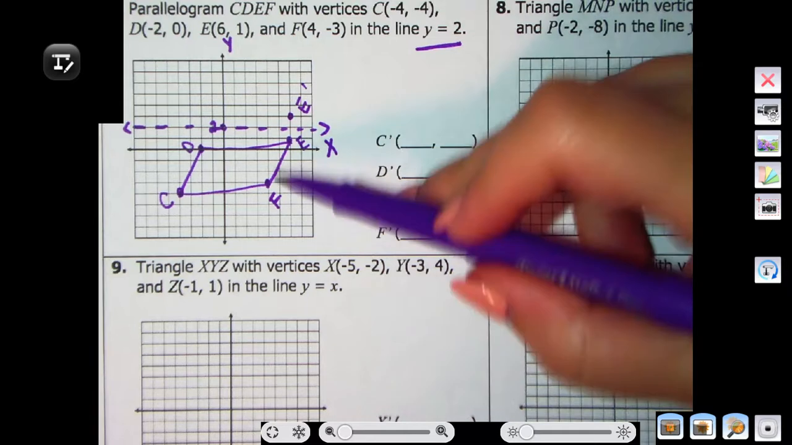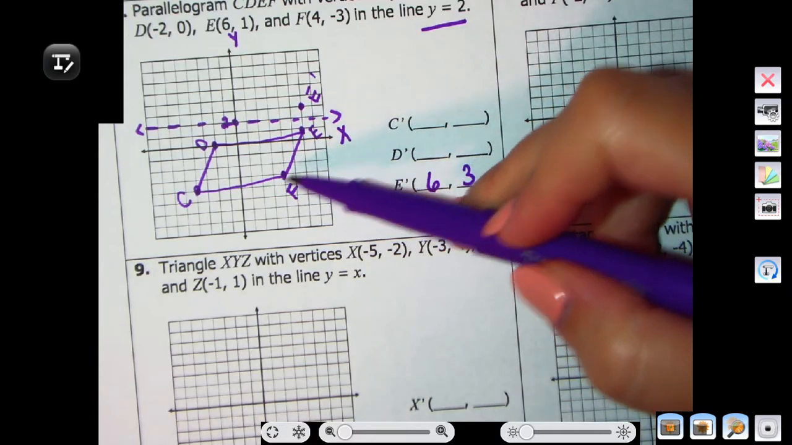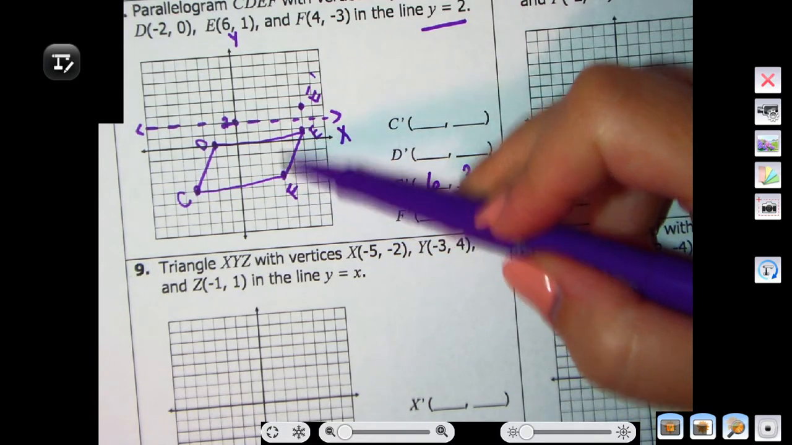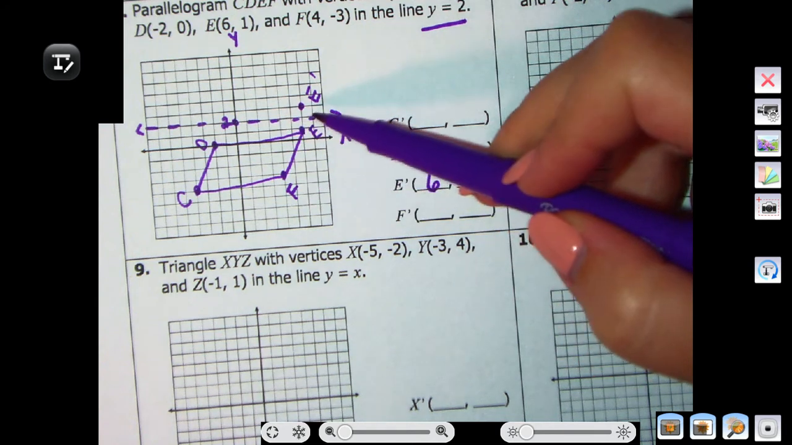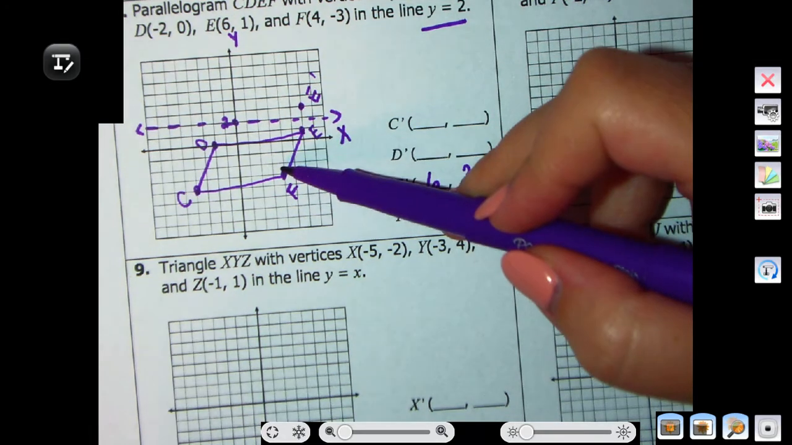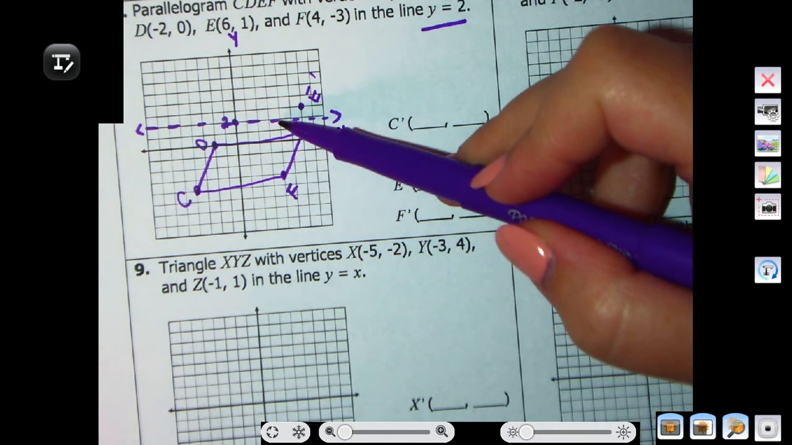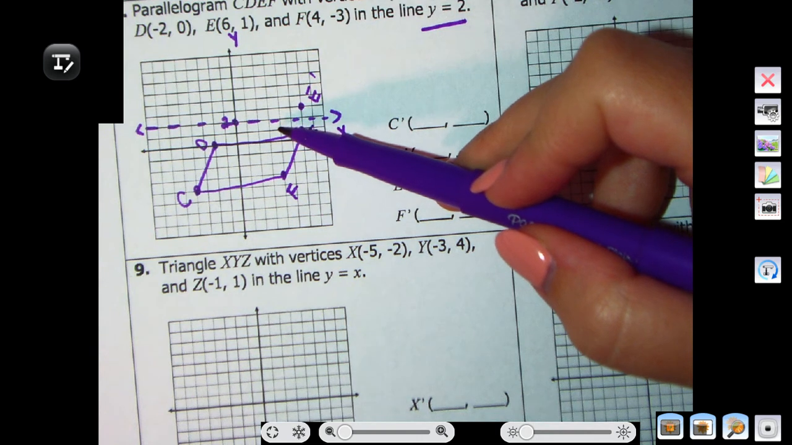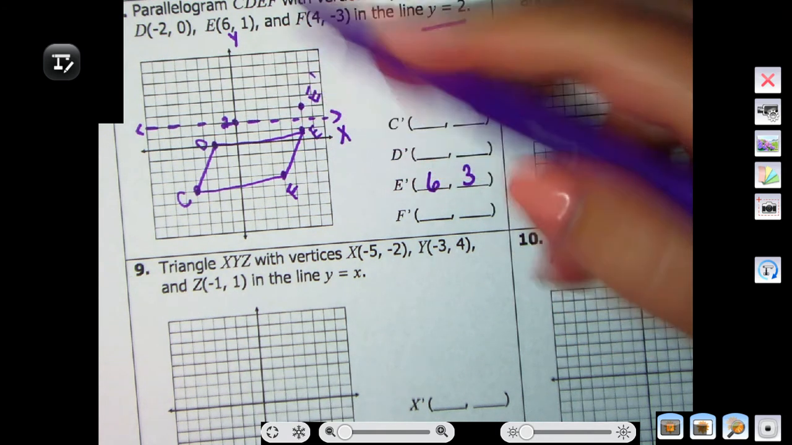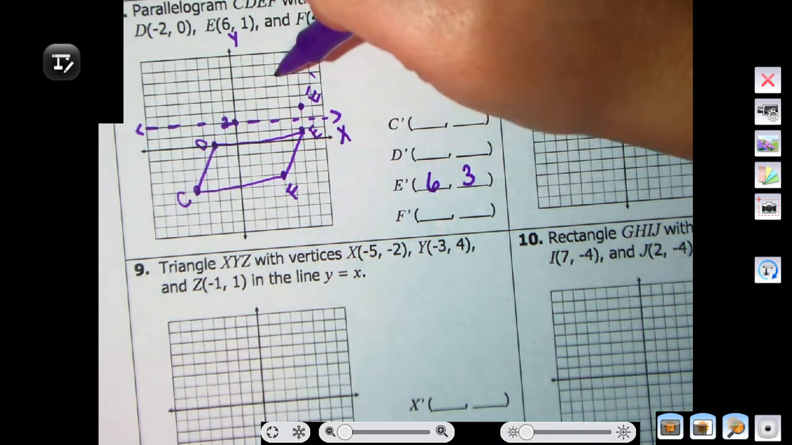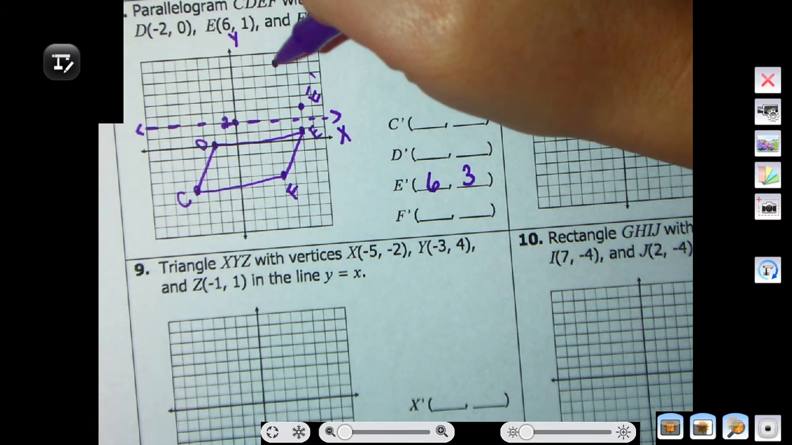Let's go ahead and reflect F. So notice F, my x coordinate's going to stay the same. So it's still 4, but it's how many units from this line of reflection right here. Let's count. So it's 1, 2, 3, 4, 5 units. So I'm going to count on the other side. 1, 2, 3, 4, 5. Right there.